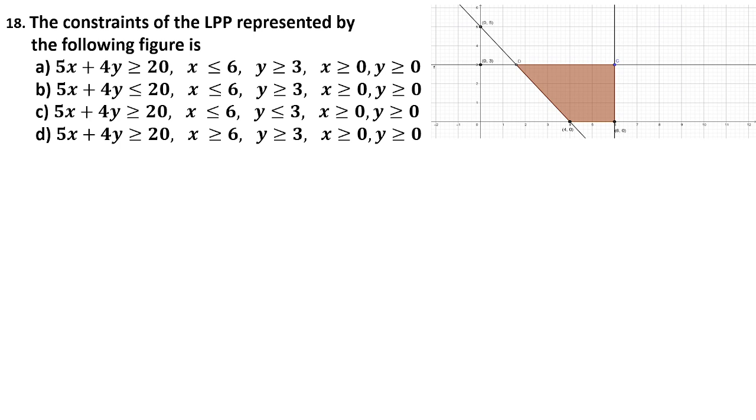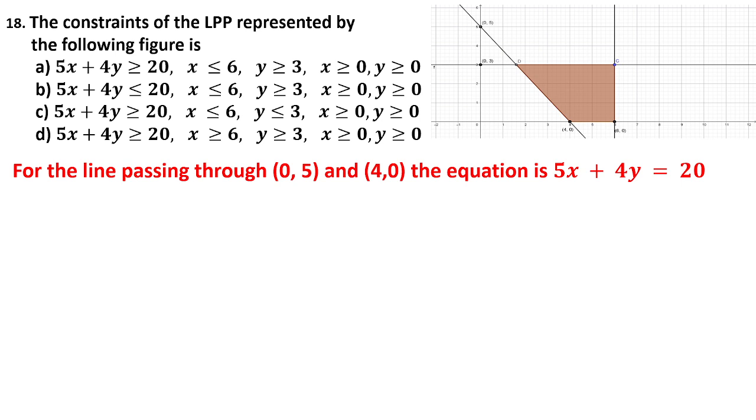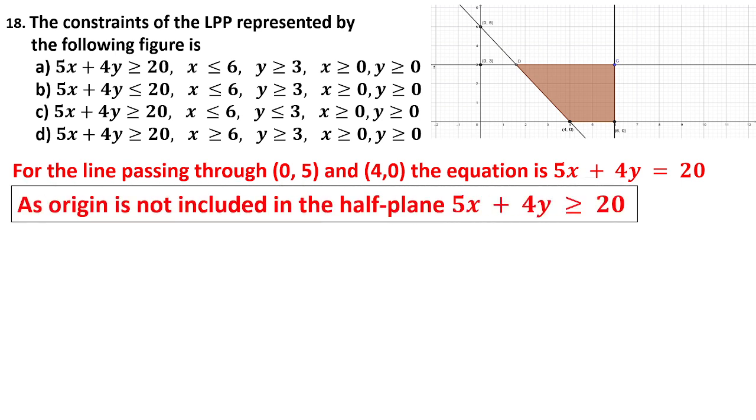First, let us see the first line, 5x plus 4y equal to 20. It passes through 0, 5 and 4, 0. Now here you are seeing that origin is not included. That area is just away from the origin, where the shaded region is above the line. Therefore, it is 5x plus 4y greater than or equal to 20.